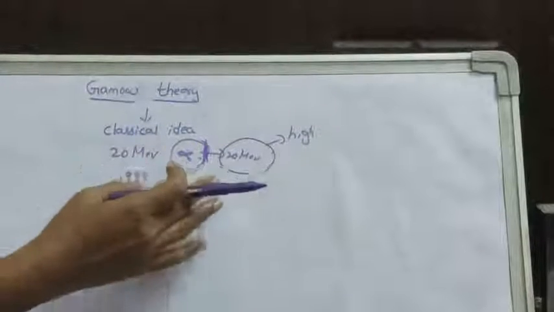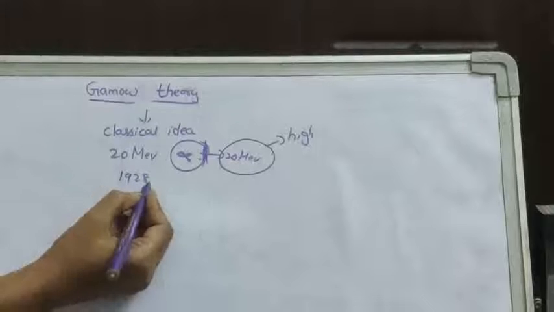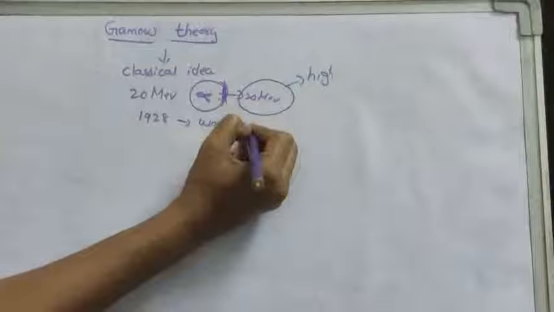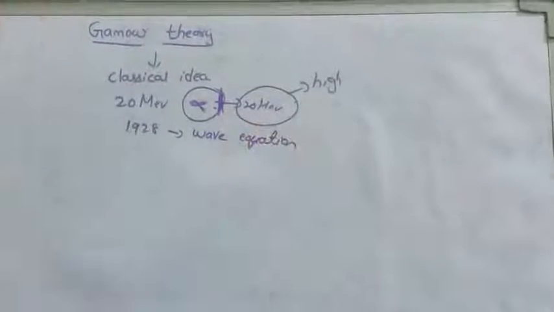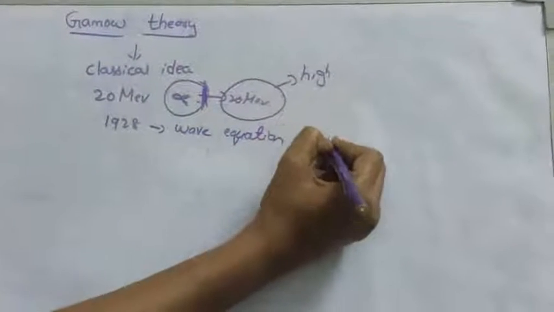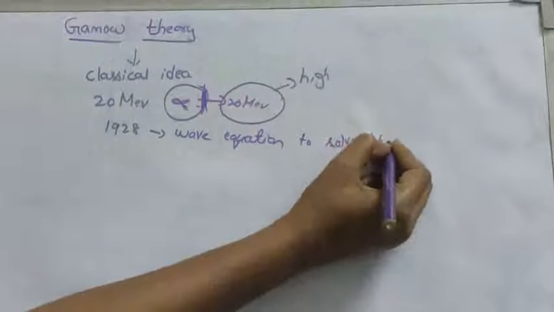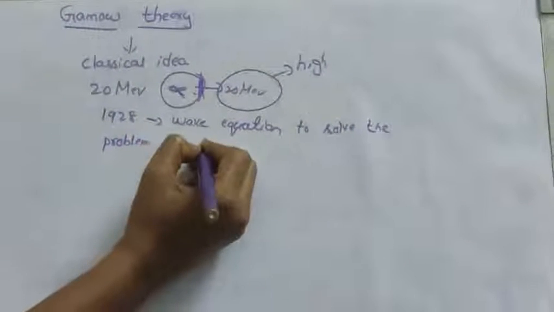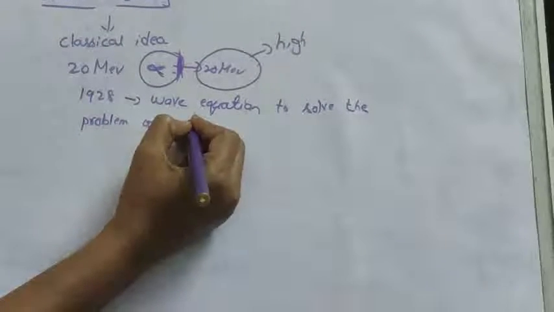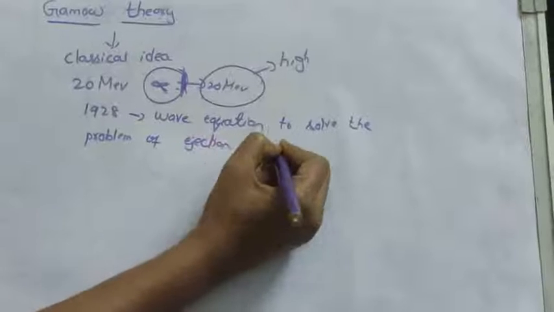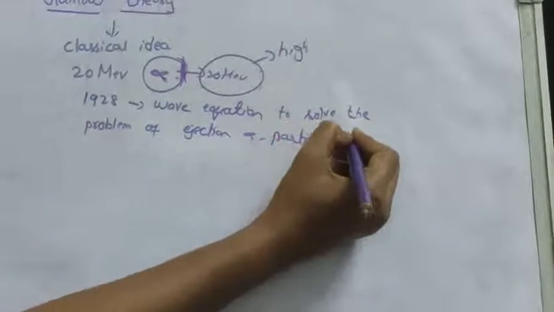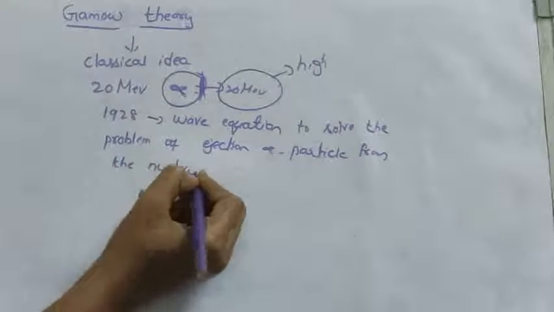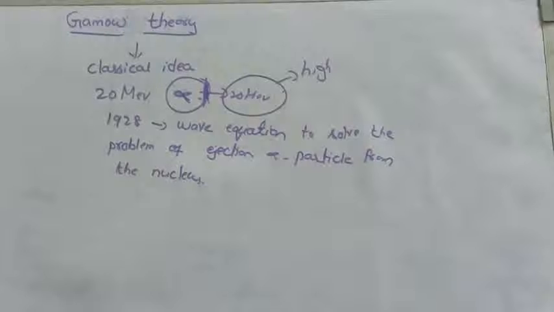To overcome this problem, Gamow in the year 1928 applied the wave equation to solve the problem of ejection of the alpha particle from the nucleus. To overcome this problem, he applied the wave equation.